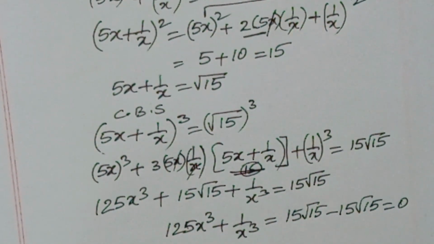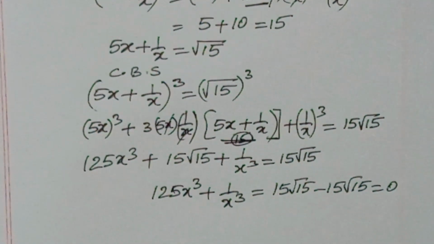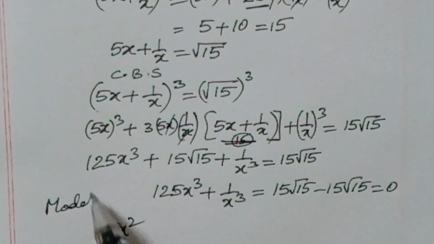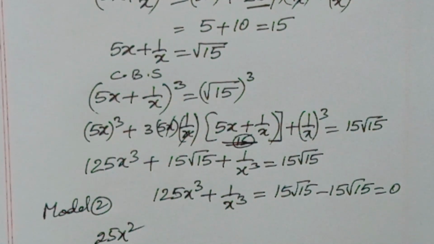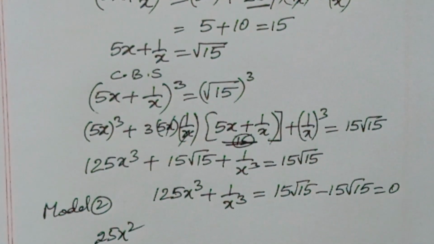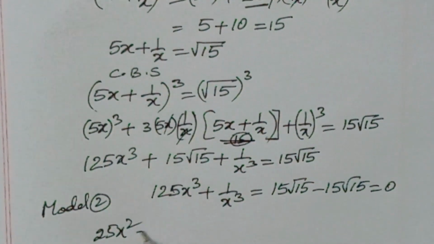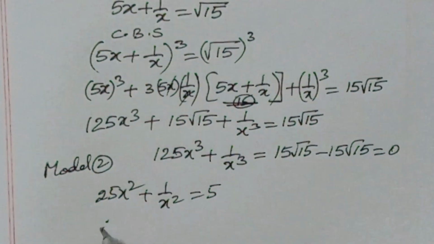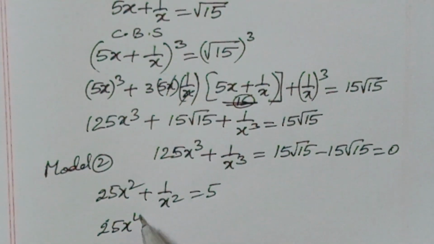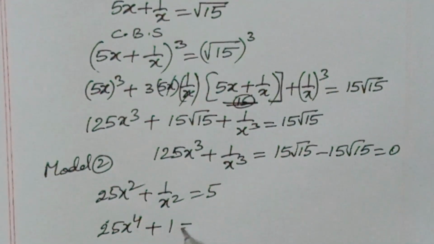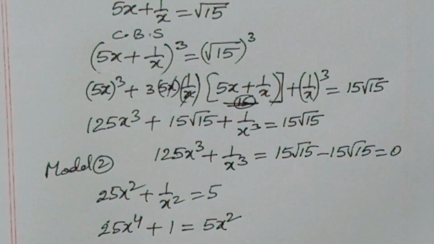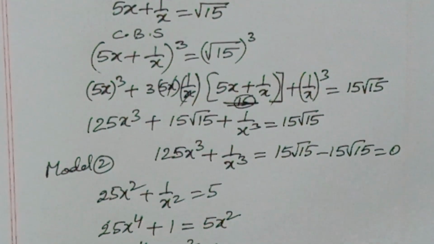Here, you will take the first one, 25x square plus 1 by x square is equal to 5. This can be written as 25x to the power of 4 plus 1 is equal to 5x square by taking LCM. So this can be written as 25x to the power of 4 minus 5x square plus 1 equal to 0.